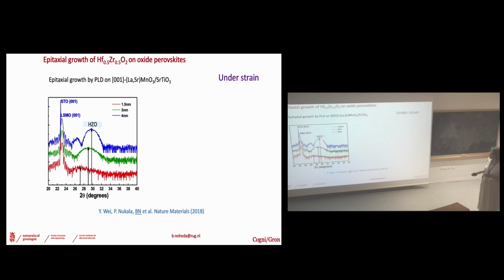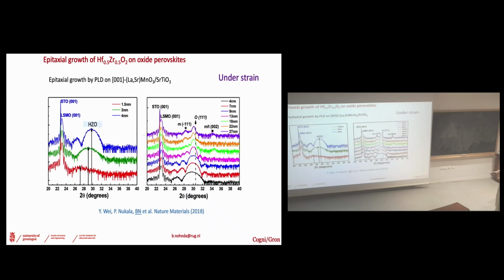And when you go to 3 nanometers, 4 nanometers, you see the strain is released very, very quickly. So in the very thin films, you grow under an enormous amount of strain. And then the strain releases, and if you keep on growing thicker and thicker, from 4 nanometers here up to 27 nanometers, it does not relax much more anymore. You see the monoclinic peak starts appearing somewhere. So this means if you grow thicker, you start stabilizing the monoclinic phase, which is not polar. So if you want to get the maximum polarization, you need to stay quite thin, because otherwise you start getting non-polar phases. Okay?